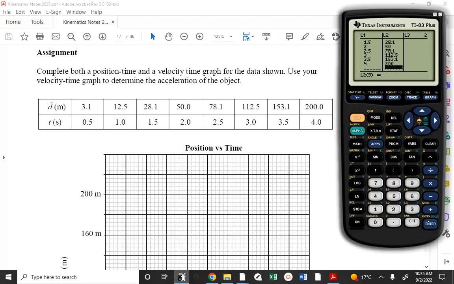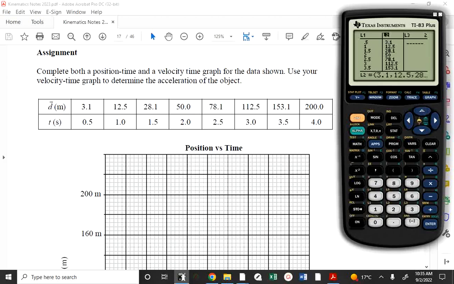For the exact reason that you encountered, it's why I always say double check all of your entries here before you go on. I guess not always, because I didn't say it last time. So we want to make sure these are all right. 200, 153.1, 112.5, that's good. 50 is good. 28.1 is good.